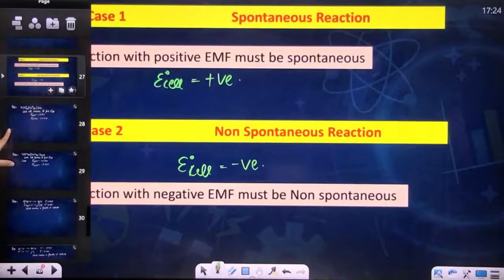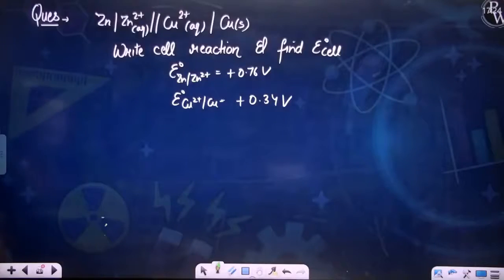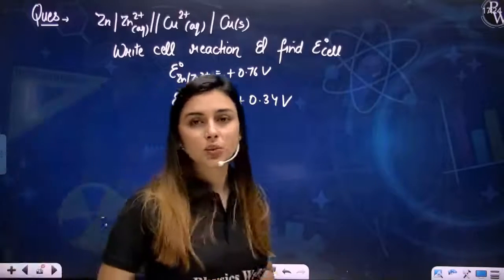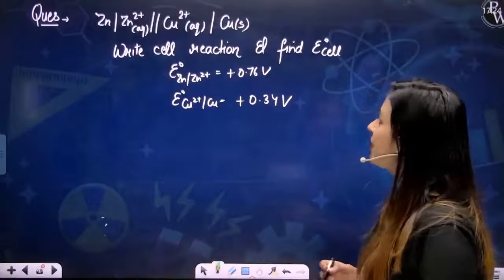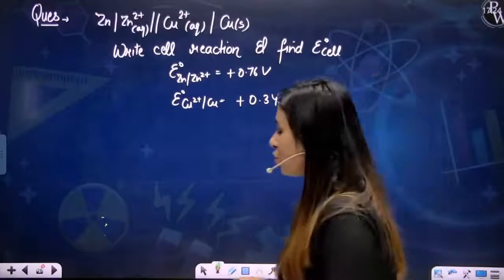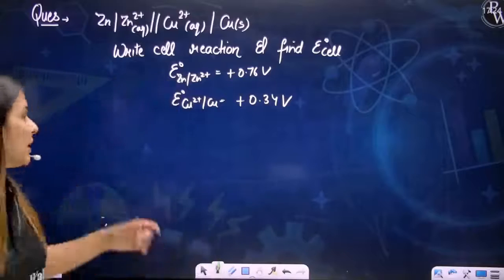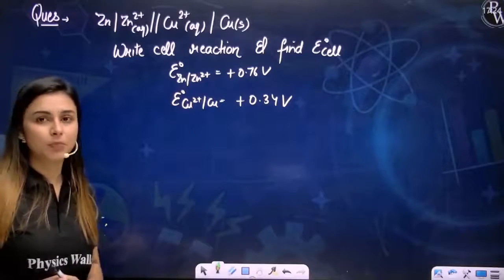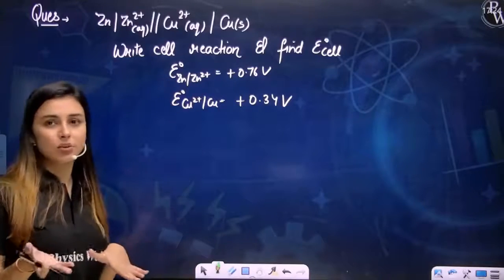Let's try to solve a few questions and then we'll move forward. See, now you have a question. What does the question say? The question says that you are given a cell representation. Write the cell reaction and find the E naught of cell. You have to calculate the E naught of cell and you are given some E naught values here. Okay. Let me try this question. The next question will be homework.